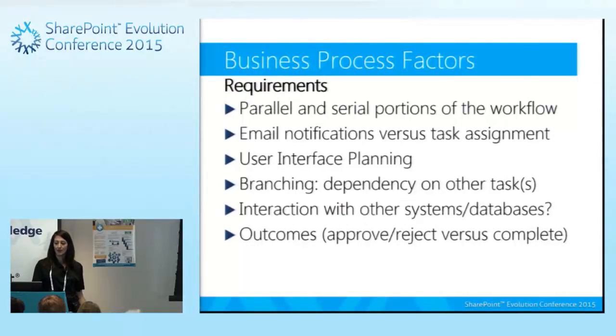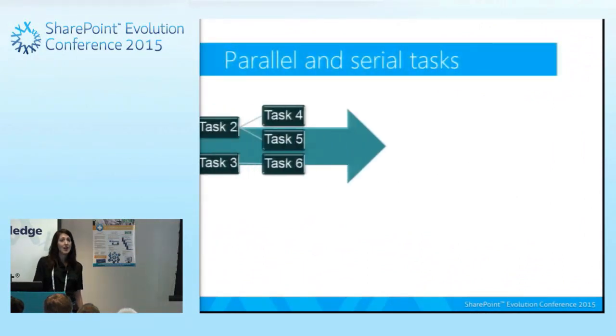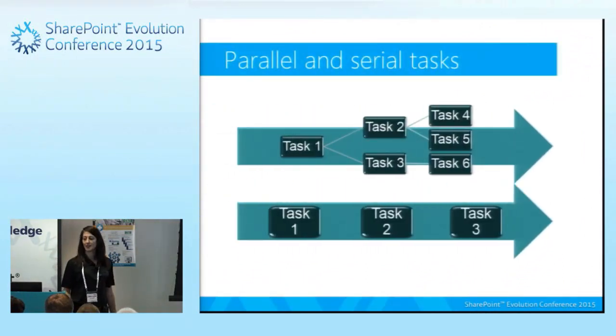So here are the different factors that we'll talk about for gathering requirements. You're going to have parallel and serial portions of the workflow potentially. I have slides for all these. We'll talk about email notifications versus having a task actually assigned to you, planning out the user interface, branching, which means are tasks going to be dependent on other tasks, and do you have any other systems involved, and then what are the outcomes, what needs to actually happen when people have a task assigned to them in the process.